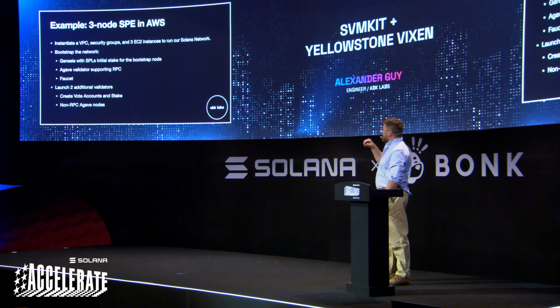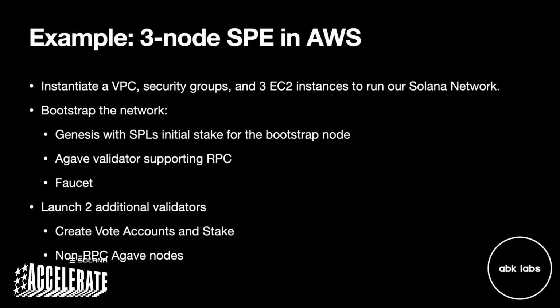We have a couple examples on GitHub that you can check out. A really great one is doing a 3-node permissioned environment inside AWS. This scales up and down. It's great for CI and CD and the testing approach. You effectively can do the full Genesis, bootstrap the network, get the faucet up and running, and then launch additional validators, and you've got a full Solana network online. Takes about 2.5 minutes to launch the complete network. It is all performed in parallel. It's much nicer than going and setting it up all by hand.